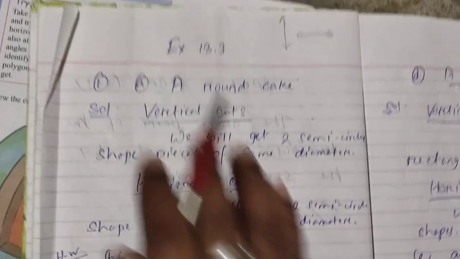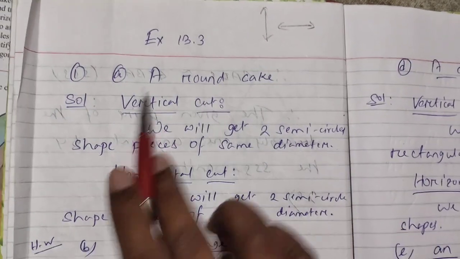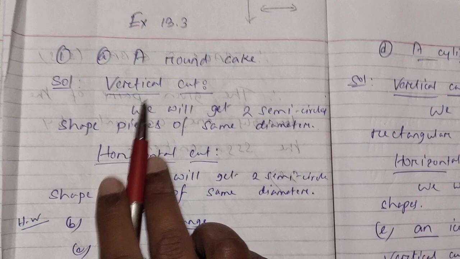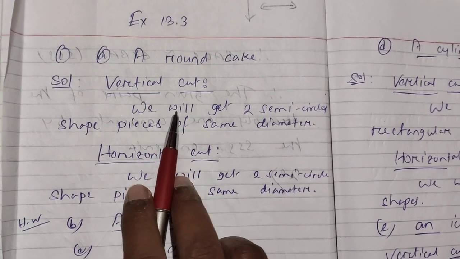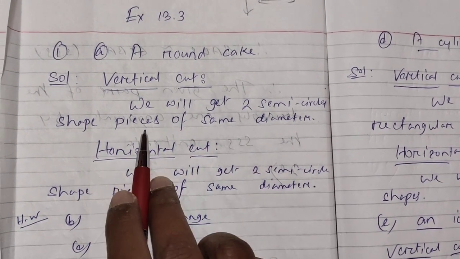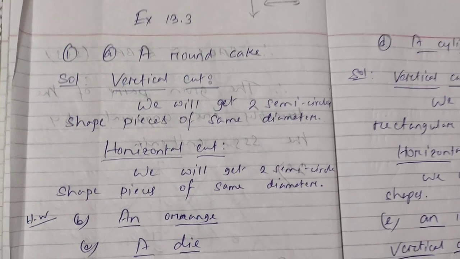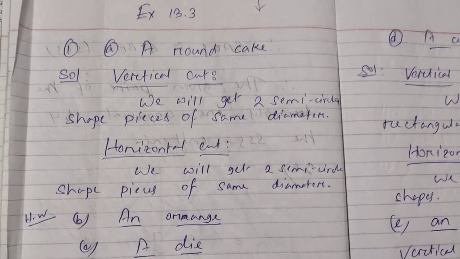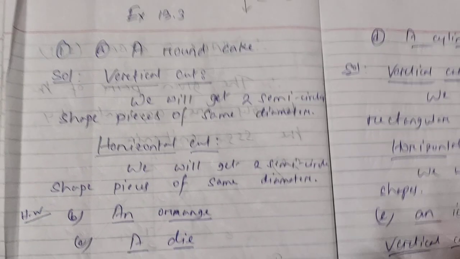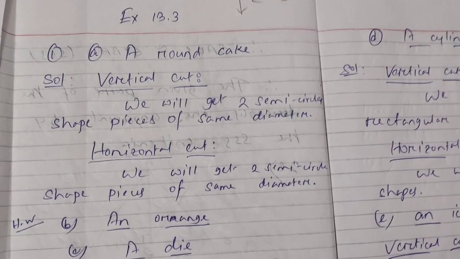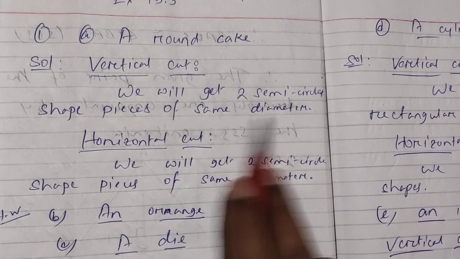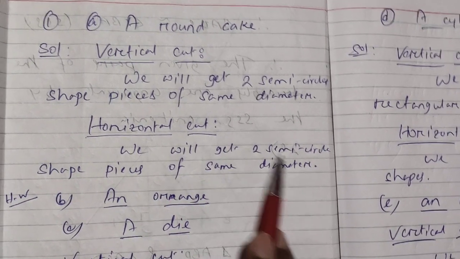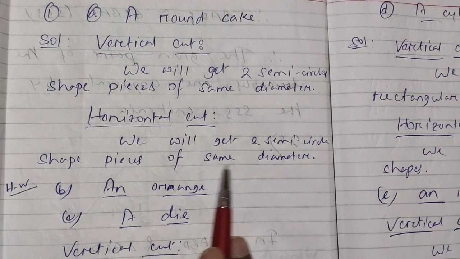Let us solve this one. Exercise 13.3, question number 1, a round cake. When you do a vertical cut, we will get two semicircle shaped pieces of the same diameter. You can practically imagine, whenever you cut a round cake vertically like this, what do you get? Two semicircle shaped pieces of same diameter. Again, with a horizontal cut, same, we will get two semicircle shaped pieces of same diameter. Part B, the orange, is homework for you.